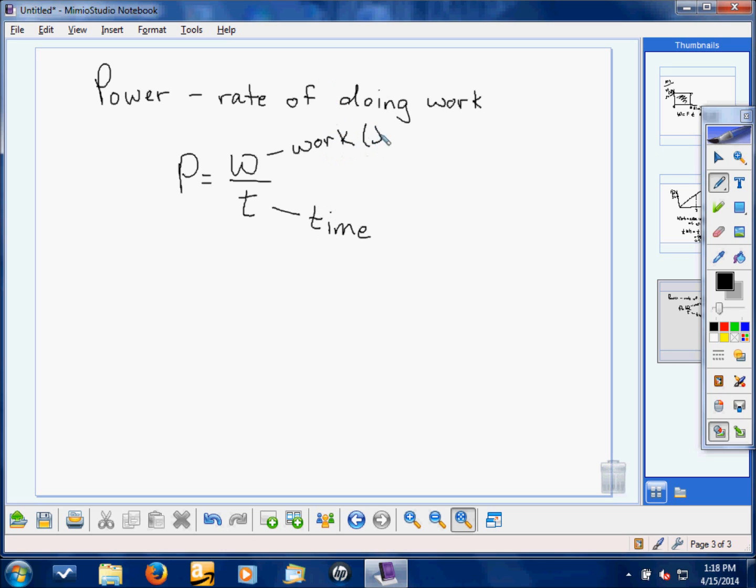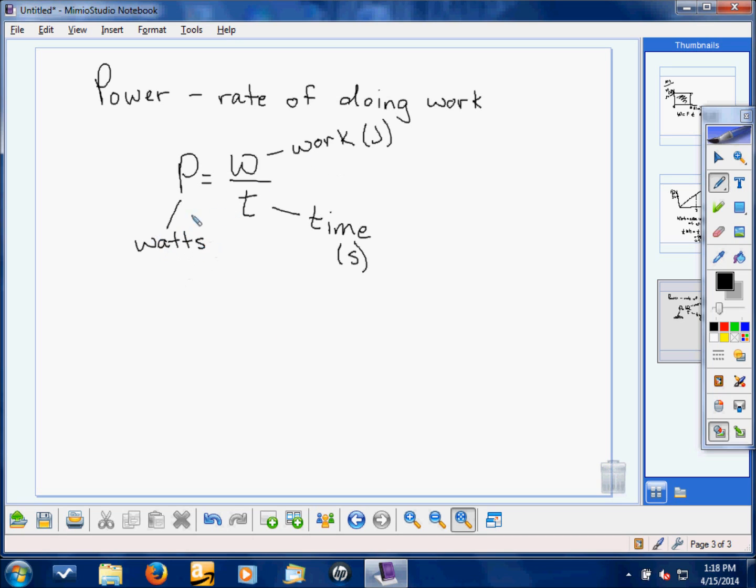Joules. And time is measured in seconds. So one way of thinking about power is as joules per second. But there's another unit for this, and this is where it sometimes confuses people. Power is measured in what we call watts.